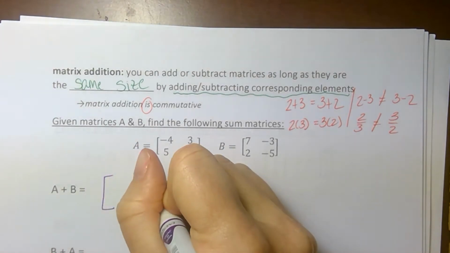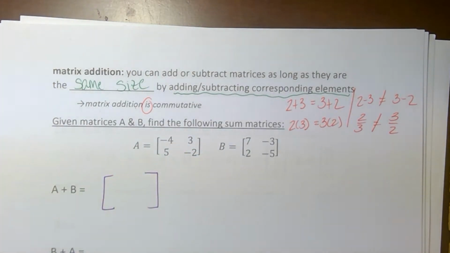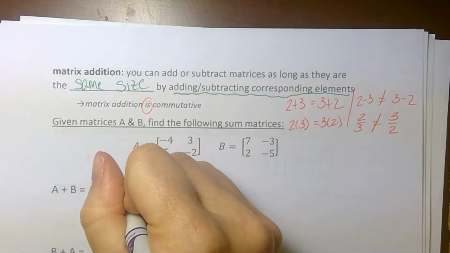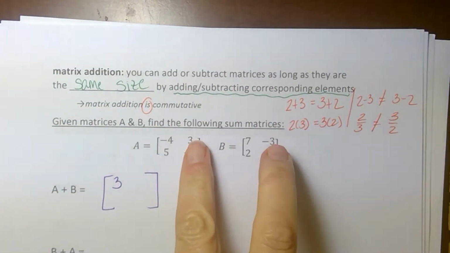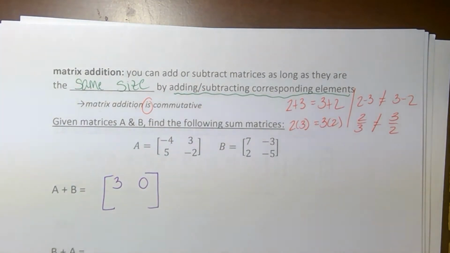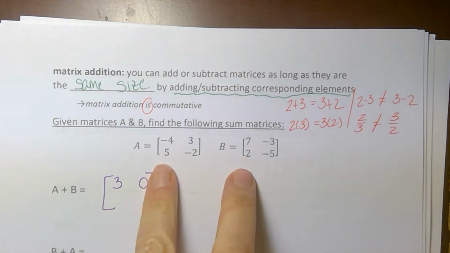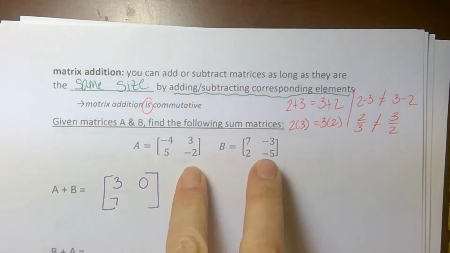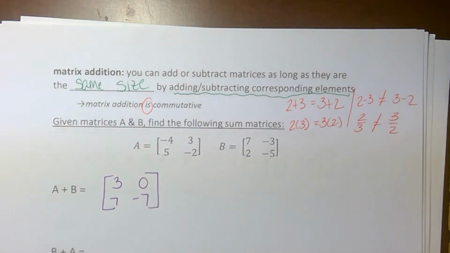So when I set up the sum matrix for A plus B, it's also going to be a 2 by 2 matrix. So I'm going to add corresponding elements. -4 plus 7 is 3 in the upper left. 3 plus -3 is 0 in the upper right, and that's my first row. For the second row, 5 plus 2 is 7, and -2 plus -5 is -7. So that's the sum A plus B.